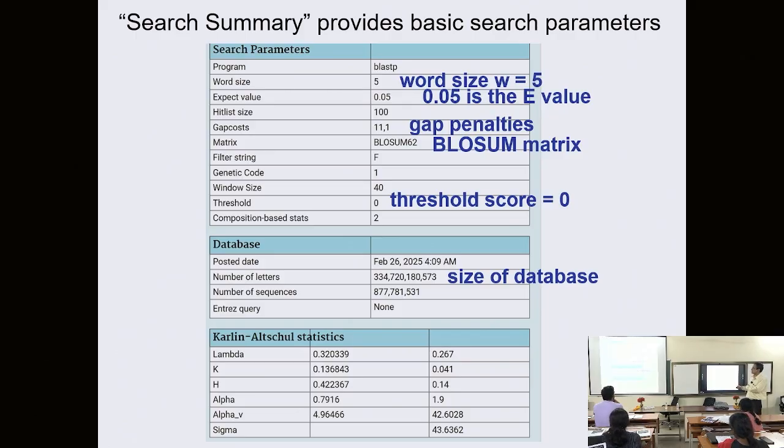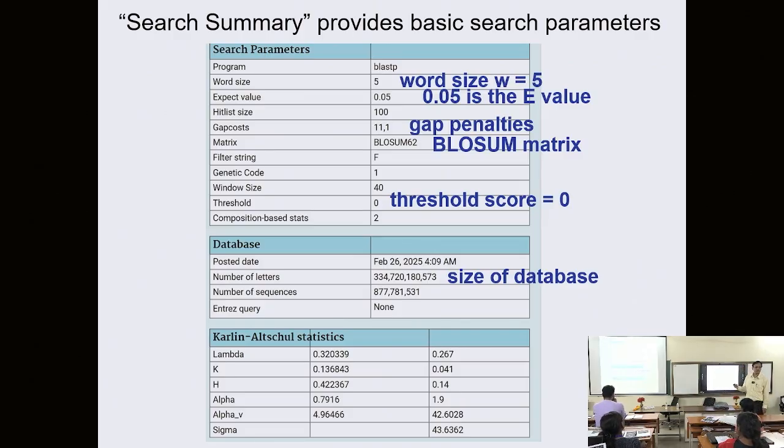Gap cost you understand. Matrix you understand, and filter string F. This is some code. You want to filter repeats, so there could be some codes for filtering, and that is F here. Genetic code 1 I think is standard, so a standard genetic code is indicated by 1. Window size 40 means that the two hits should be 40 nucleotides or amino acids away, not more than that. So that is the window size, that is the limit.